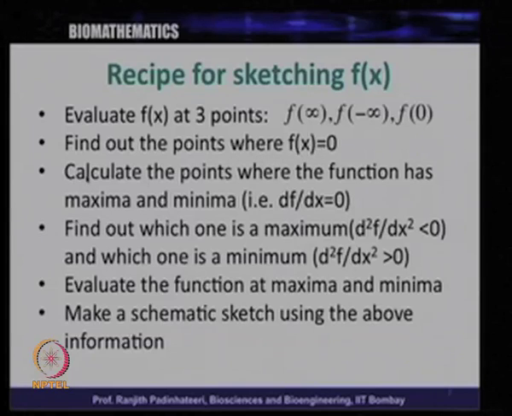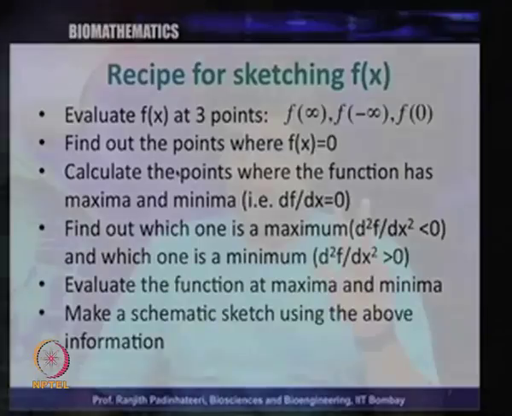The third thing is to calculate the points where the function has maxima and minima. Any function could have many maxima and many minima. As we learned in the last few lectures, by calculating the derivative and equating it to 0, the point where the derivative is 0 is either a maximum or a minimum. So the third thing we want to find out is for what values of x the function has derivative equal to 0. That is the third point.